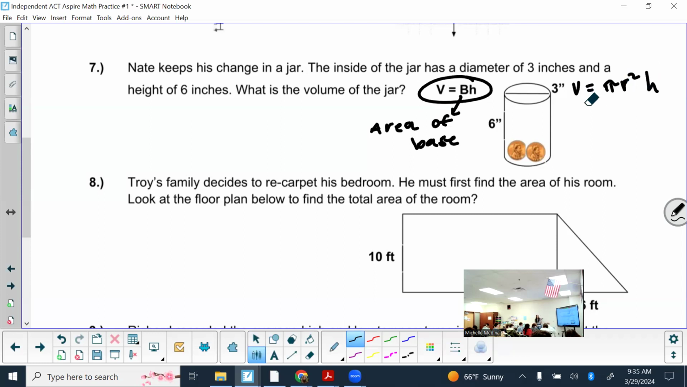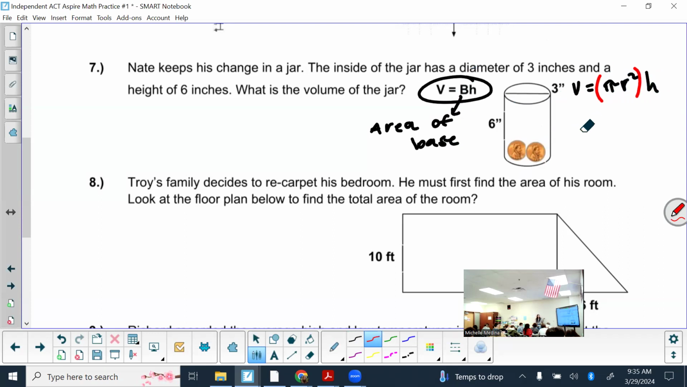And then for a cylinder, we also times it by the height. So that's how you can kind of memorize it. This part is the area of a circle. But then since we're talking about a cylinder, also times the height. So that's what this meant: area of the base, which happens to be a circle, times the height.